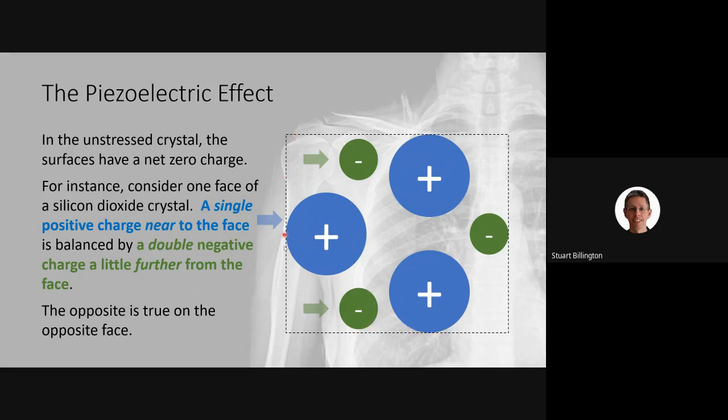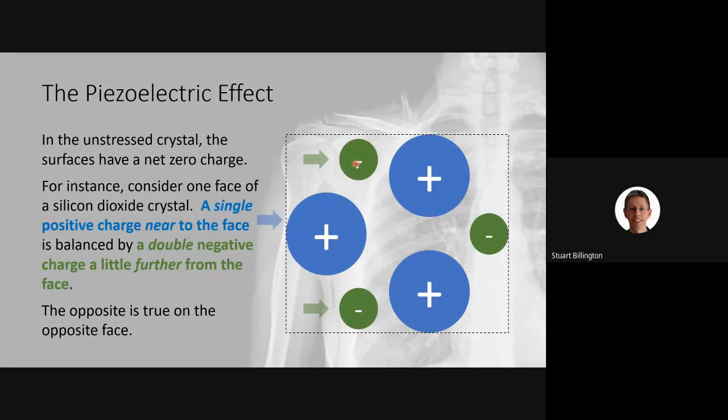On this side of the square, the positive ion is actually nearer to this surface. And so you might think that this surface might be slightly positive. But in actual fact, there are two negative charges a little bit further away.